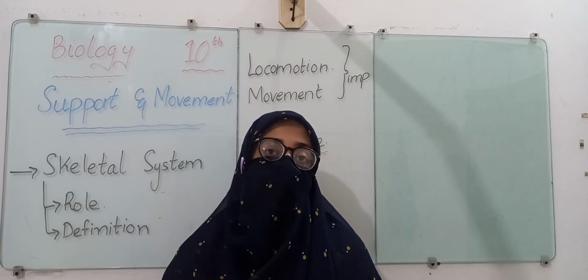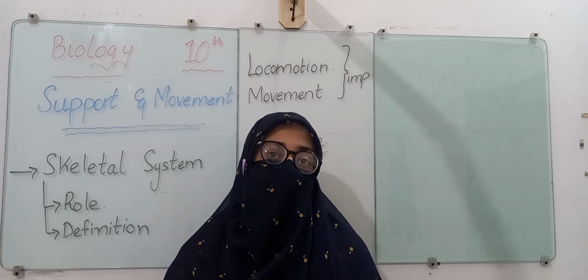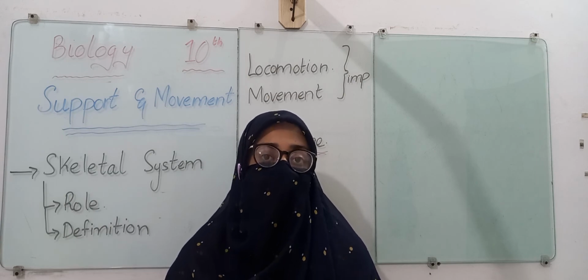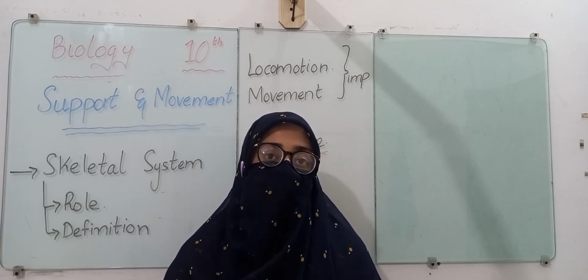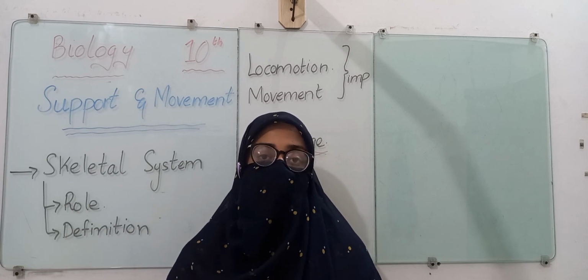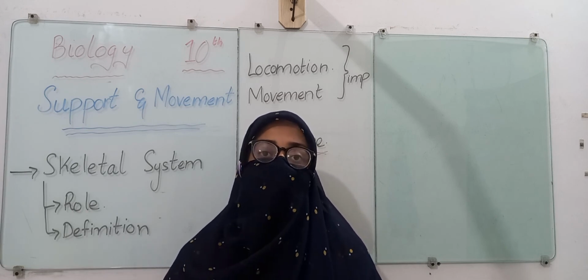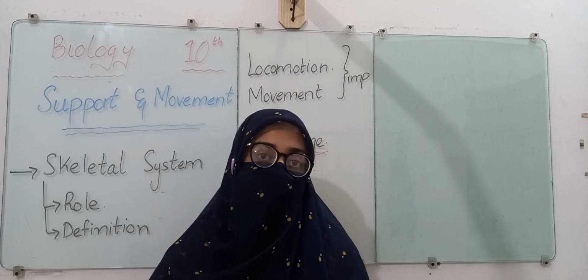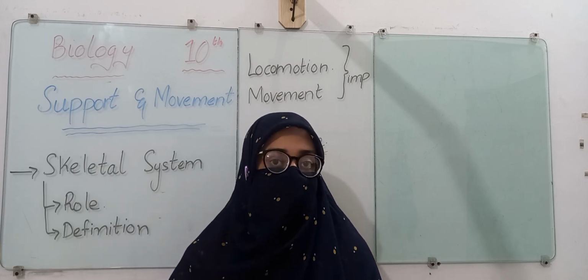Similarly, our vertebral column is present and that provides protection to our spinal cord. There is another thing called the rib cage. It is present in the thoracic cavity of human beings and that is for the protection of the human heart and the lungs.